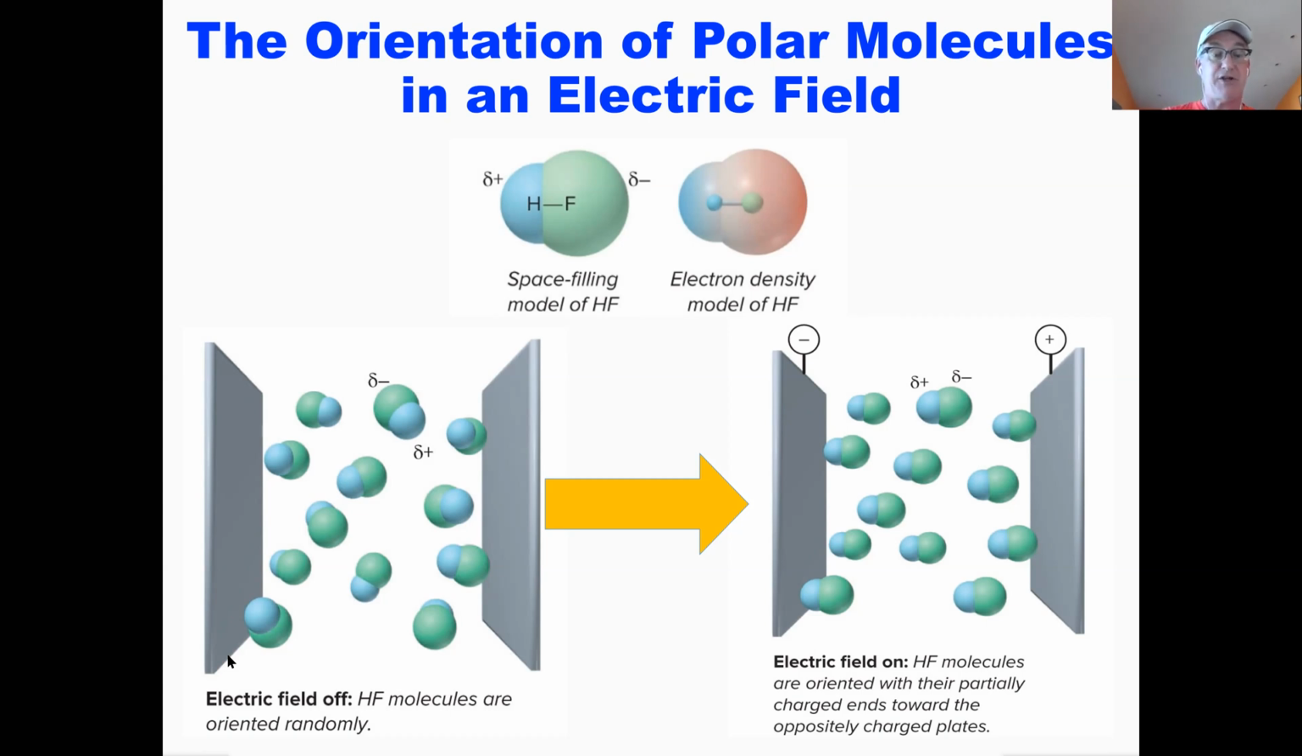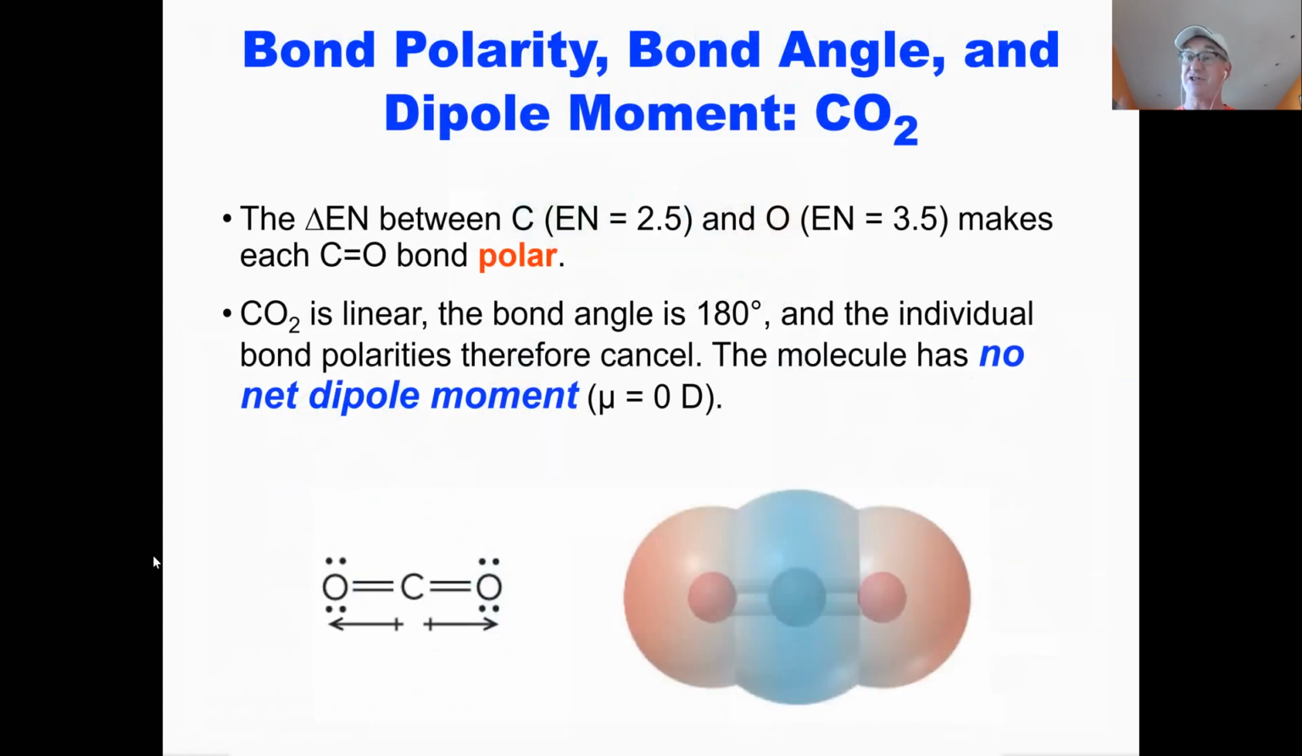But something like HF here has a definite slightly positive side and a slightly negative side because of the fluorine. It will orient itself in an electric field. That has just one dipole. It's easy to see whether or not it's going to be polar or not. It just has one dipole and it's polar, the end.